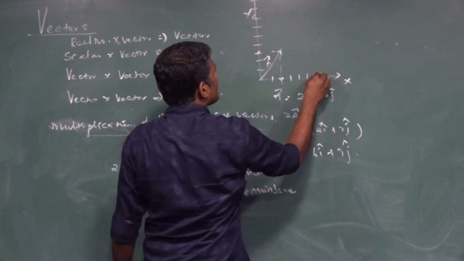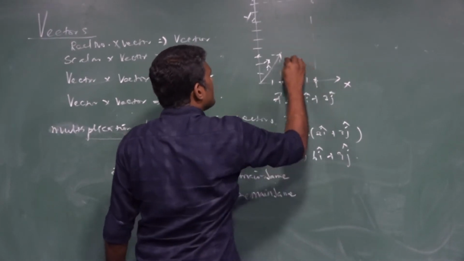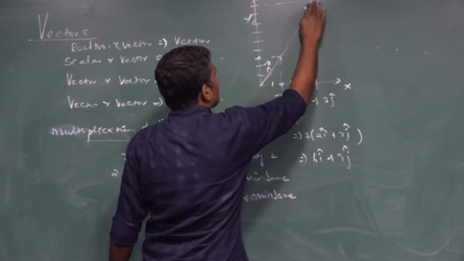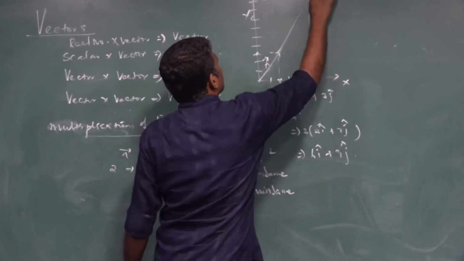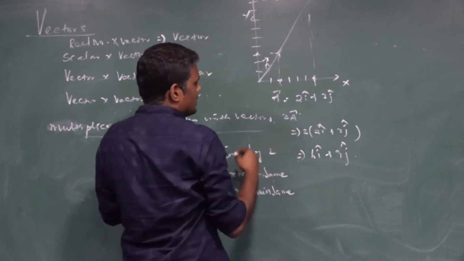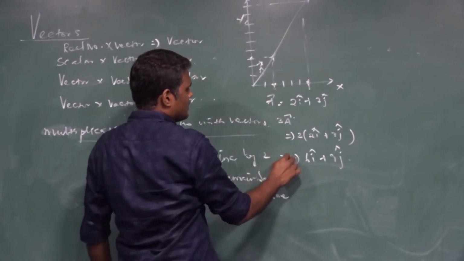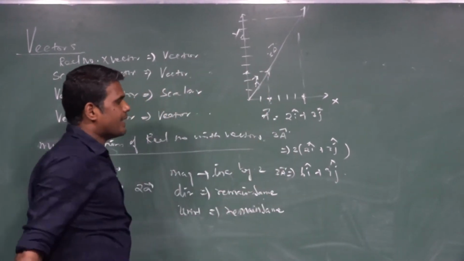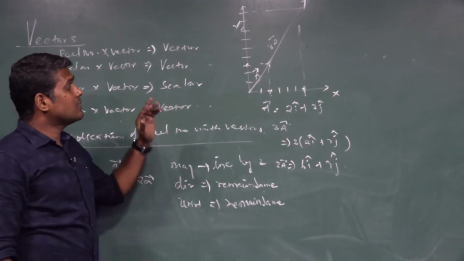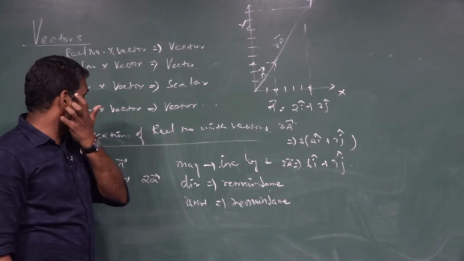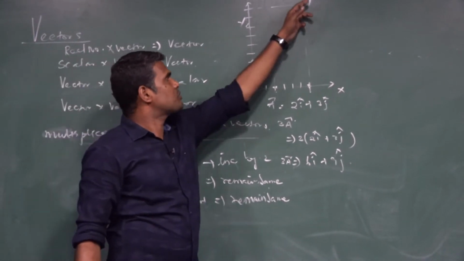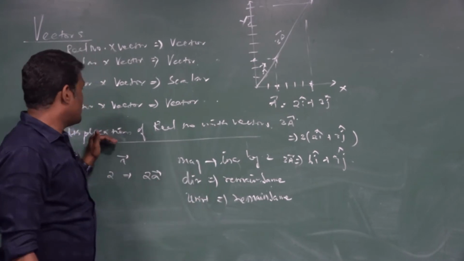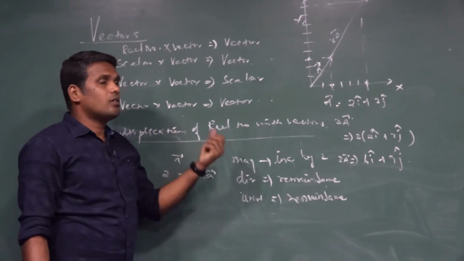When you connect these two points, the vector is going along the same direction. You can see that. So there is no change in the direction of this 3a vector, but its magnitude has changed. The a vector becomes 3a vector and its unit remains the same. This is about the multiplication of a real number with a vector.